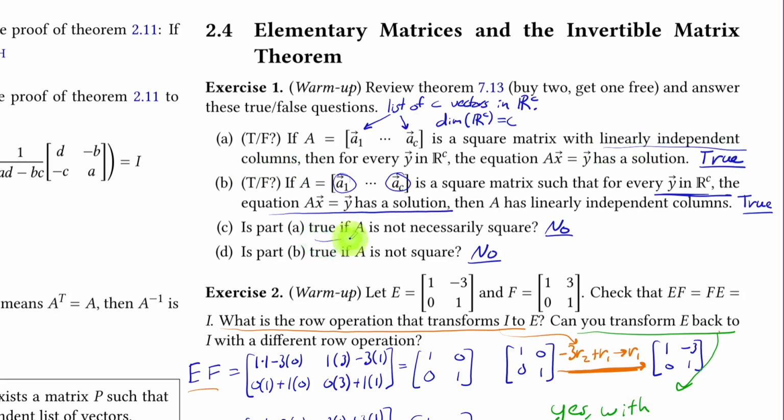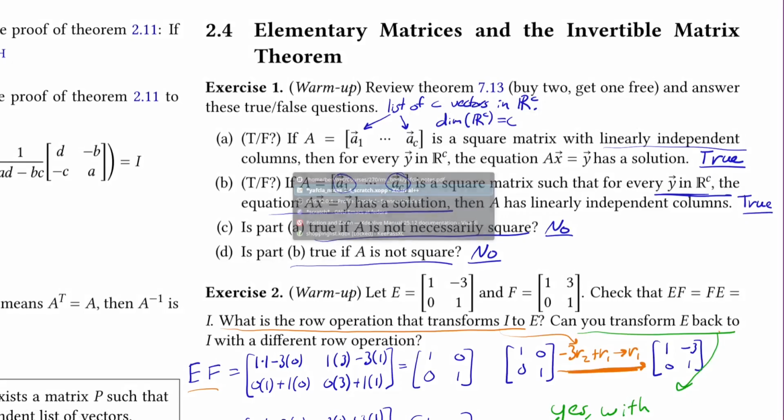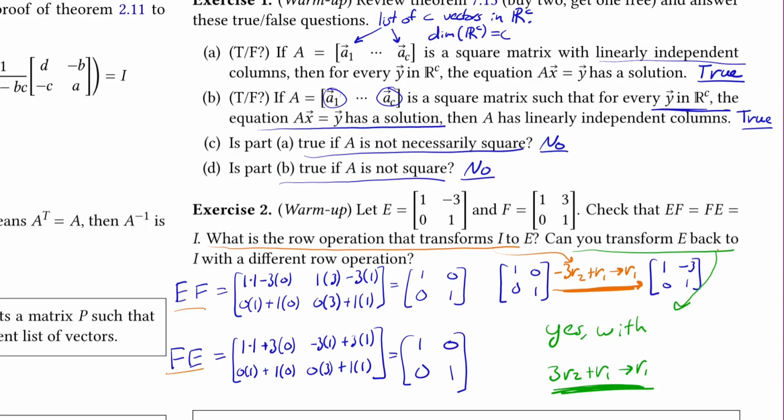Now, if A is not necessarily square, then neither of these are true because you don't know that the number of vectors is equal to the dimension of R^C. So it might be a good exercise to come up with a counterexample of these. If you can come up with a non-square matrix that makes parts A and B false, that would be a good exercise. But let's look at exercise 2.